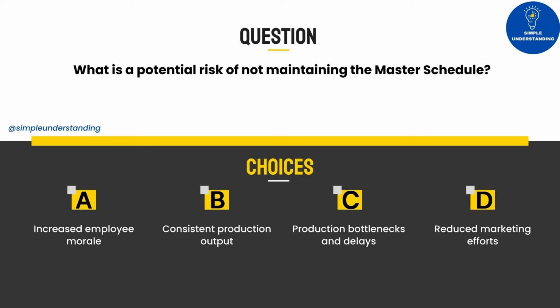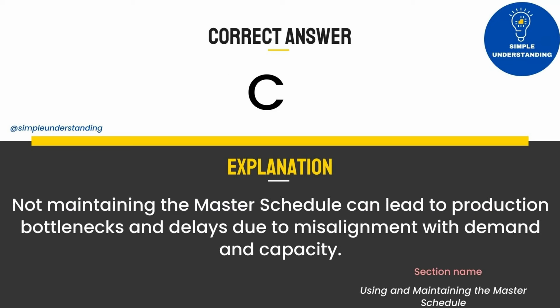7. What is a potential risk of not maintaining the master schedule? A. Increased employee morale. B. Consistent production output. C. Production bottlenecks and delays. D. Reduced marketing efforts. Correct answer: C. Overall explanation. Not maintaining the master schedule can lead to production bottlenecks and delays due to misalignment with demand and capacity.